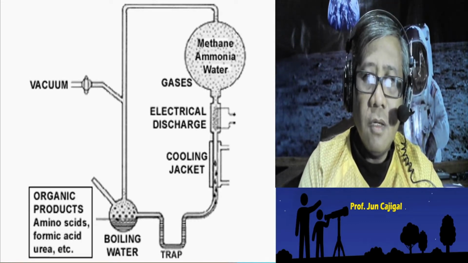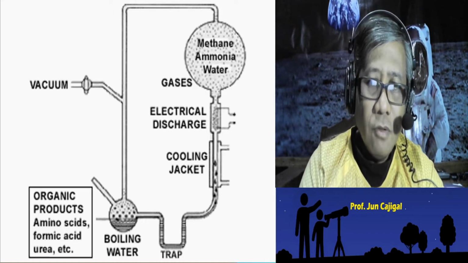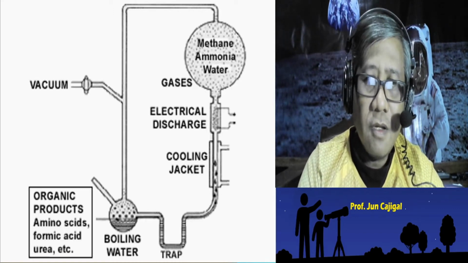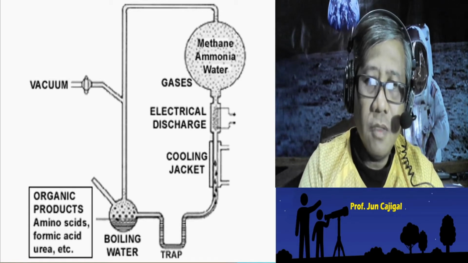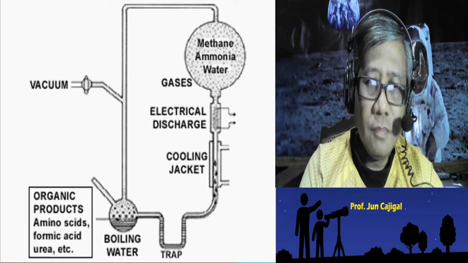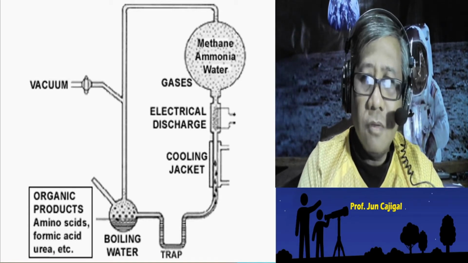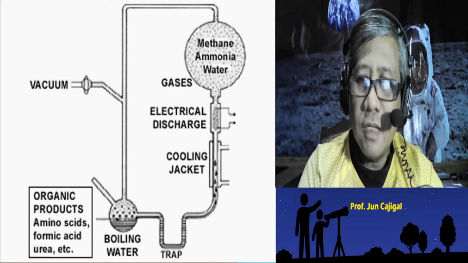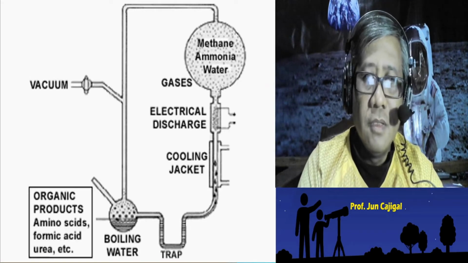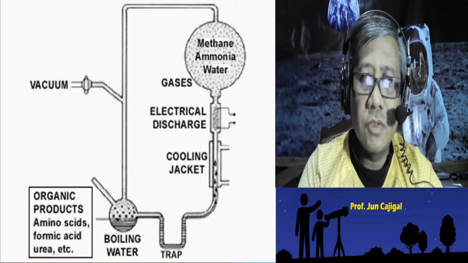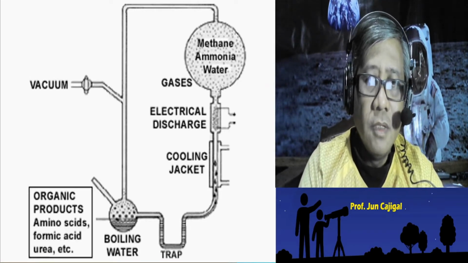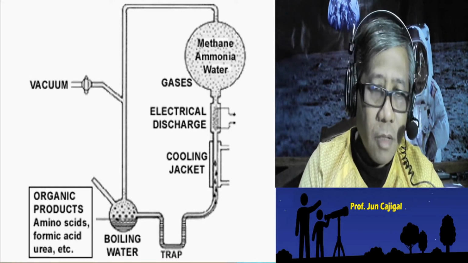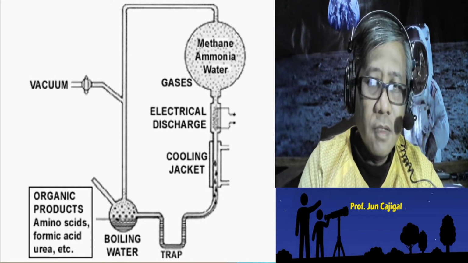So they included these gases into the setup. So the setup contained methane, ammonia, water. And also, in the abiotic synthesis, you have intense volcanic activity, right? So it was hot because of volcanic activity. So they replicated that by boiling water.